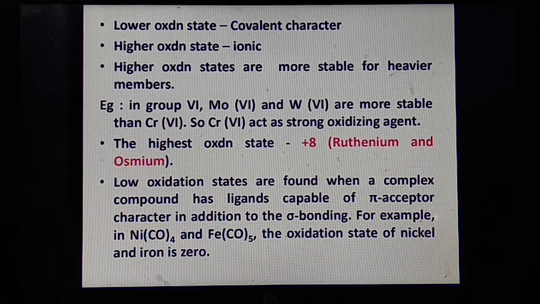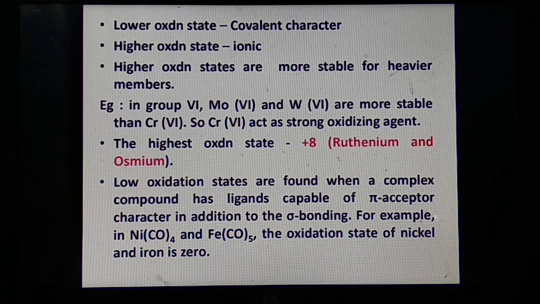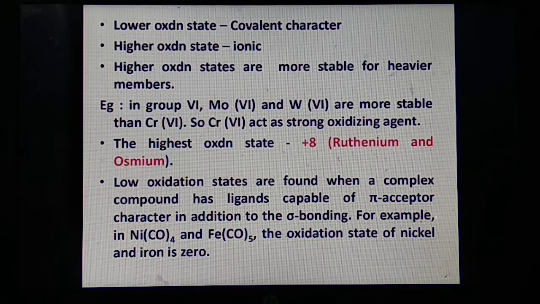Low oxidation states are found when a complex compound has ligands capable of pi acceptor character in addition to sigma bonding. For example, nickel tetracarbonyl and iron pentacarbonyl. The oxidation state of nickel and iron is 0. So students, this is about the oxidation state.